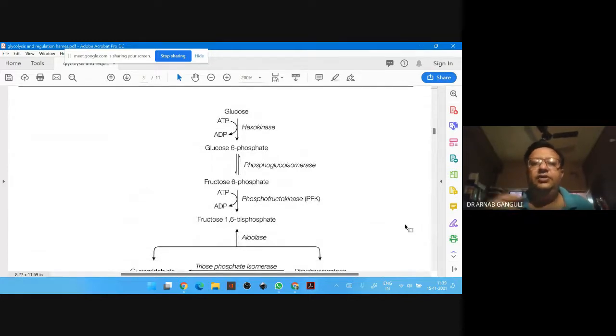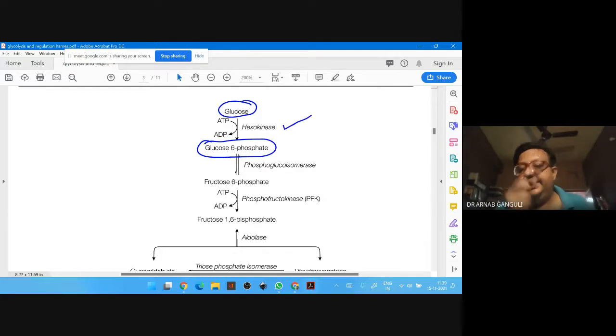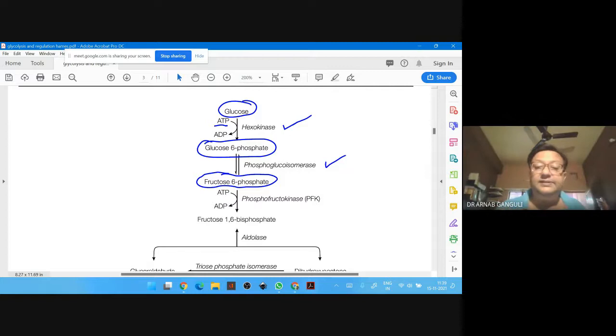So in glycolysis, in the first step, glucose is converted to glucose 6-phosphate, and the enzyme is hexokinase. One molecule of ATP is utilized and it forms ADP. Next, glucose 6-phosphate is converted into fructose 6-phosphate, and the enzyme is phosphoglucoisomerase.